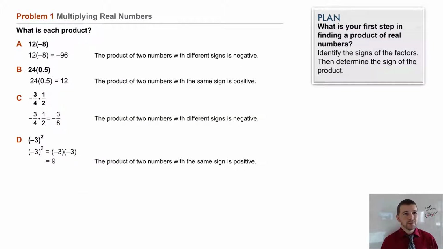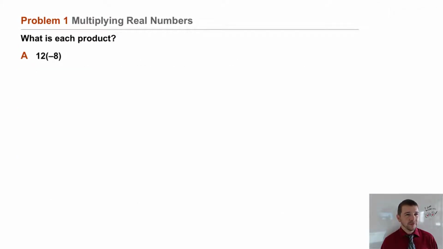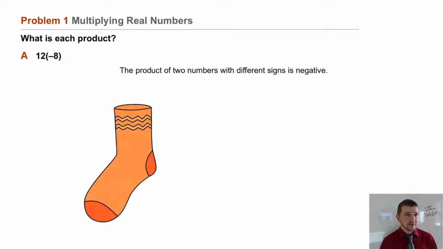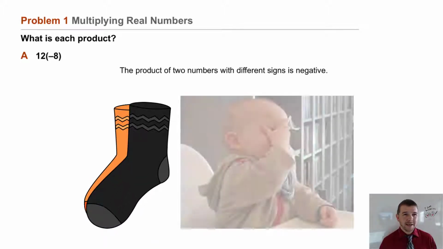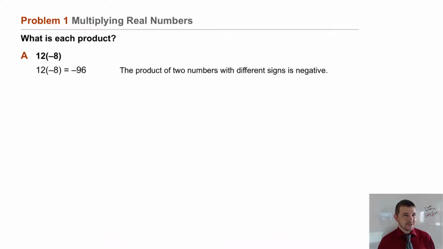Problem 1, multiplying real numbers. What is each product? Part A, 12 times negative 8. Well, the signs don't match. So like when folding socks, when they don't match, that's a negative thing. So we get negative 96.